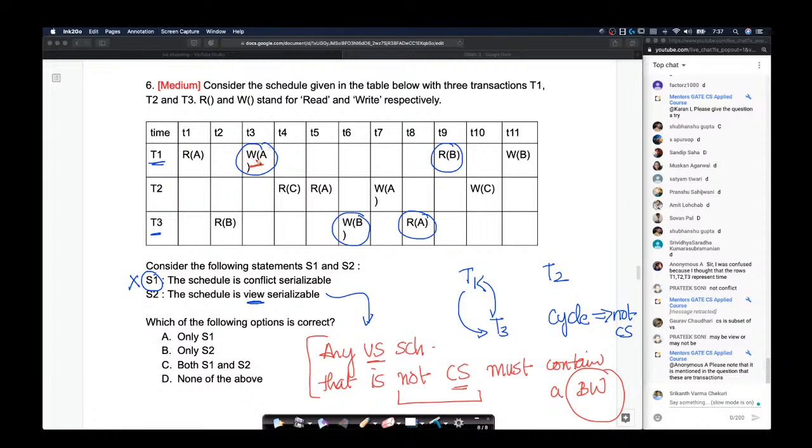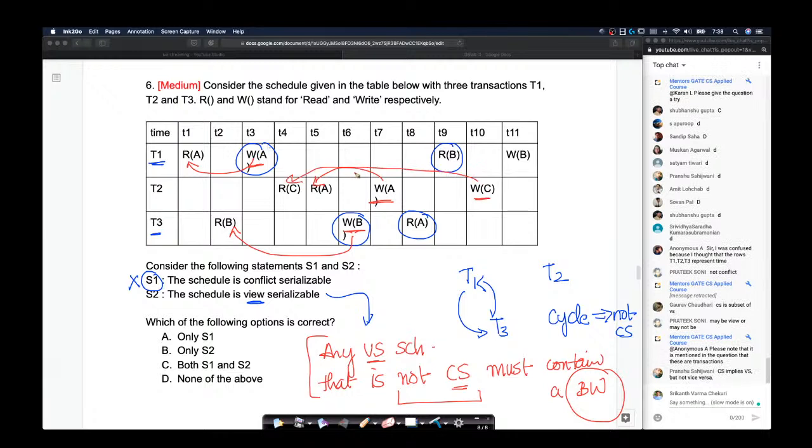Look at this. Before this write, there is a read. Before this write, there is a read. Before this write, there is a read. So there are no blind writes here in this schedule, right? In whatever is given to us, there are no blind writes, right?